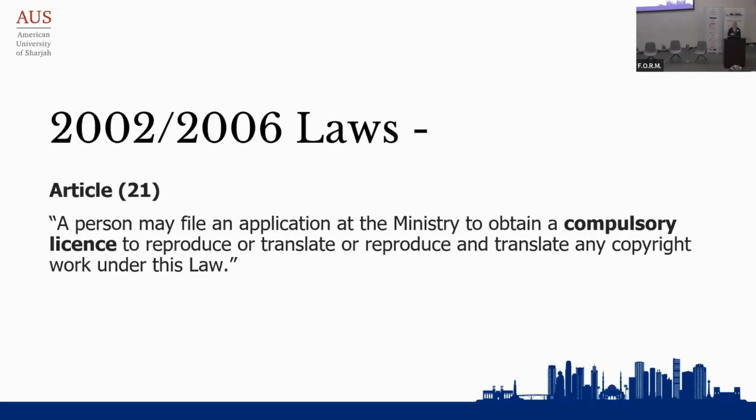And then we have the 2002/2006 laws, and there are two articles in there that are of interest. The first one is Article 21, which states that a person may file an application at the ministry, and they're talking about the Ministry of the Economy. They may file an application to obtain a compulsory license to reproduce or translate, or reproduce and translate, any copyrighted work under this law. Great, that's great to know, but when we read that, we don't know how to go about asking the ministry, to be honest with you.